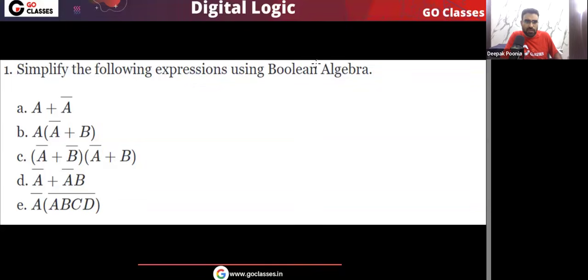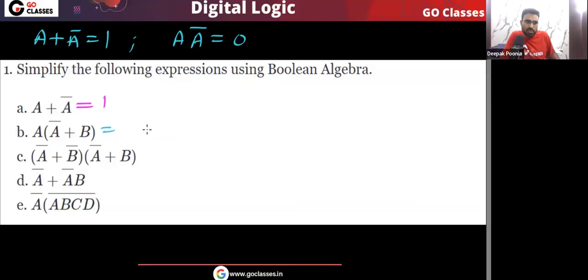Let's solve this question. Simplify the following expressions using Boolean algebra. What is A or A bar? That will be the same as A. We know that A or A bar will be 1, and A and A bar will be 0. So A or A bar is equal to 1.